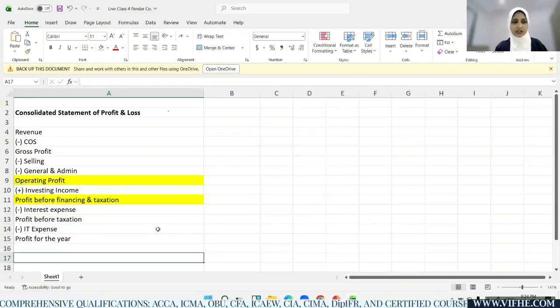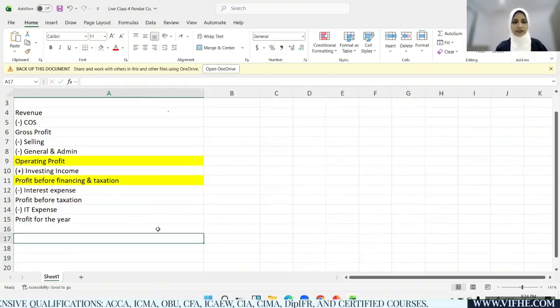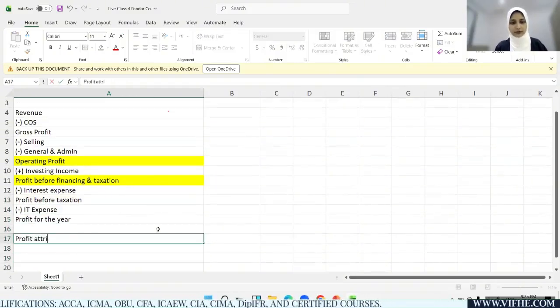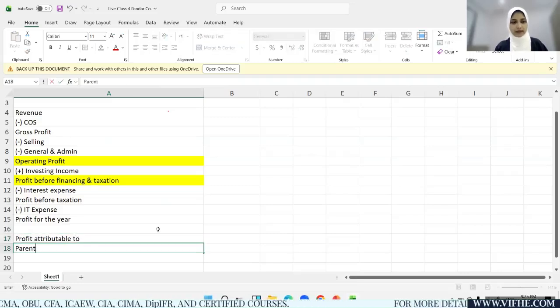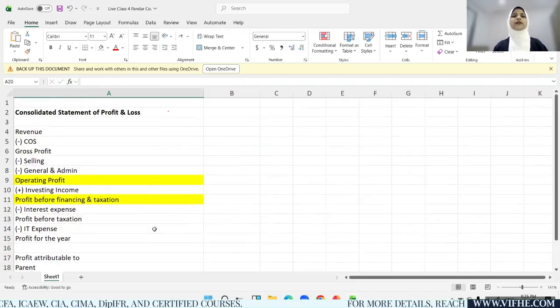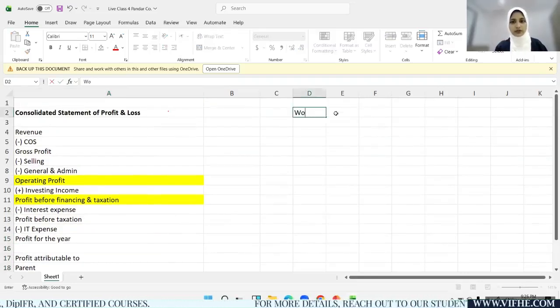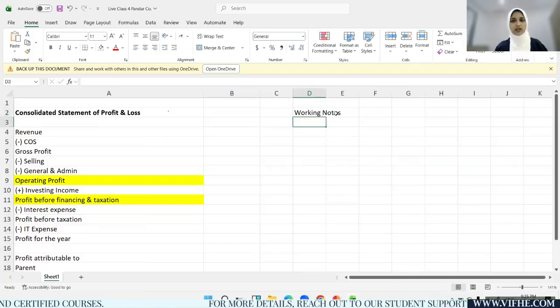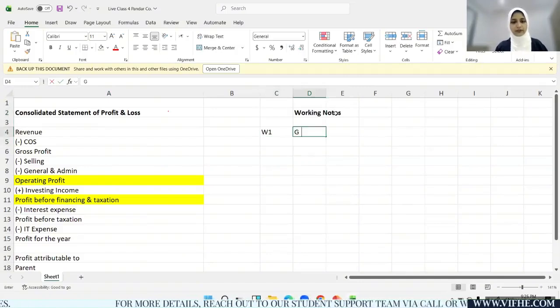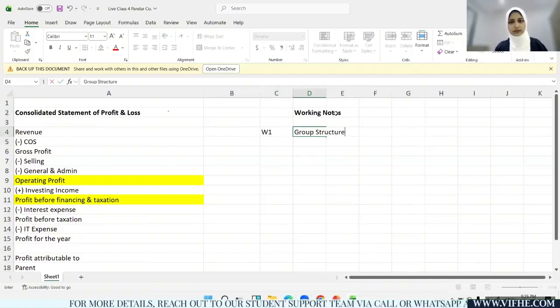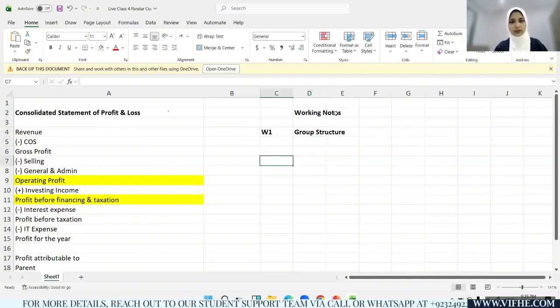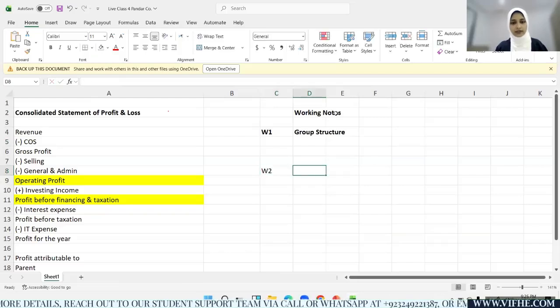Because this is a consolidation sum, after profit for the year, you have to show profit attributable to parent and NCI. Now, after that, towards the right, you will make your working notes, your blocking space, for all that you will need in the sum. Then you have your group structure, and you have your second working note, which is NCI as per P&L.